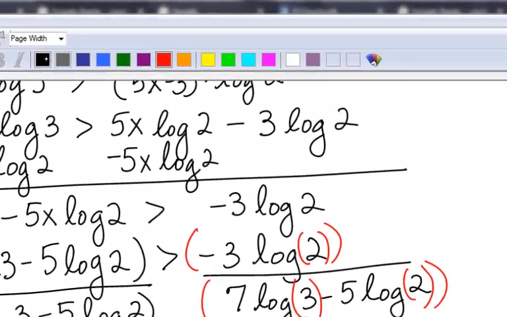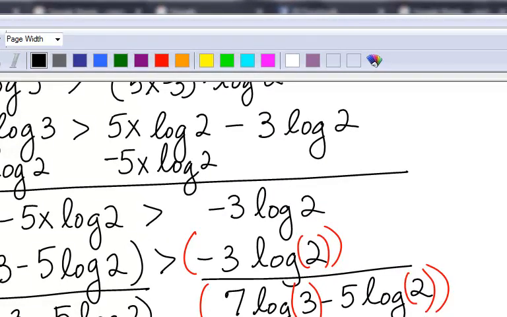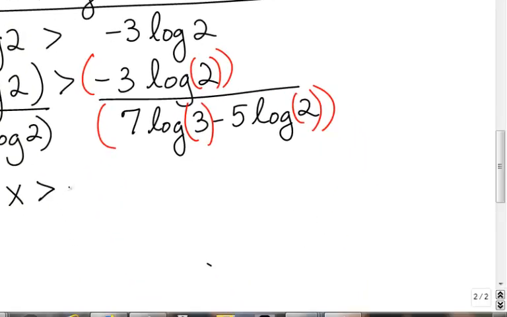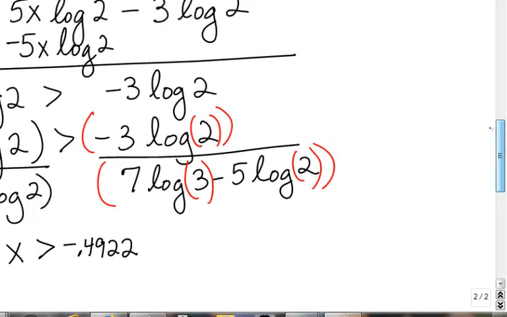Okay, so final answer, you end up with x. You also have to check if we divided by a negative, but on this one, it is going to be x is greater than negative 0.4922. Okay. Questions on that one at all?